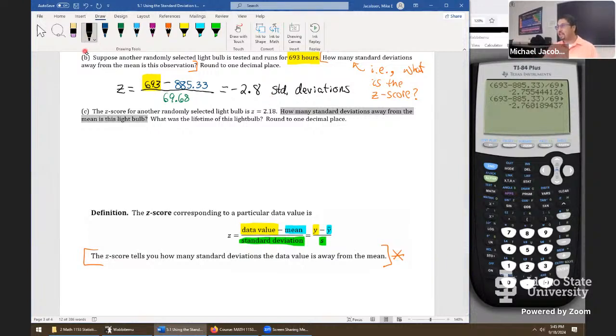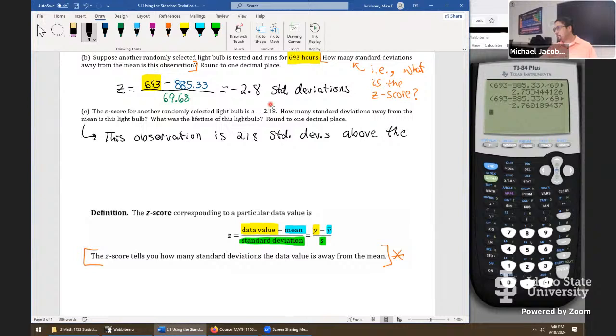So let's answer this by saying this observation is 2.8, or excuse me, 2.18 standard deviations. You could say away from the mean, and that's totally fine. If you want to be more descriptive, you could say above the mean, since that's a positive quantity. I'll go with that route and say 2.18 standard deviations above the mean.